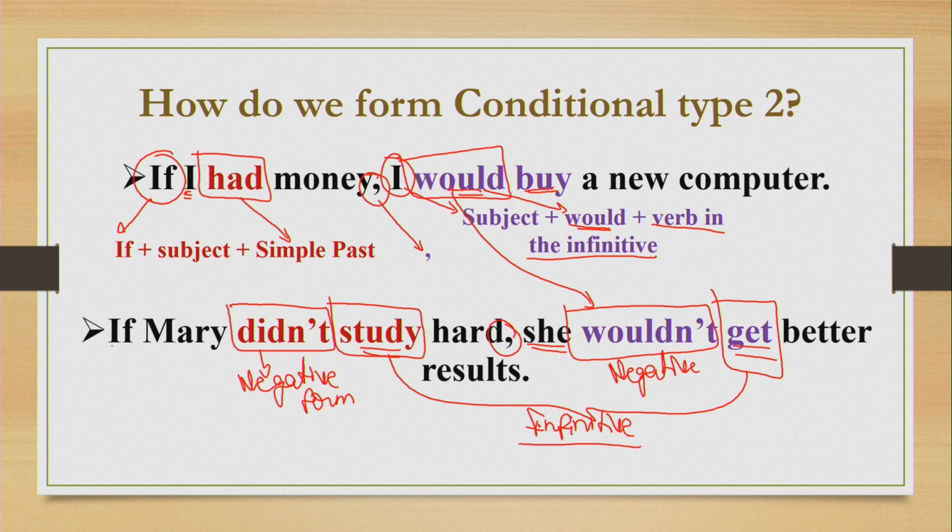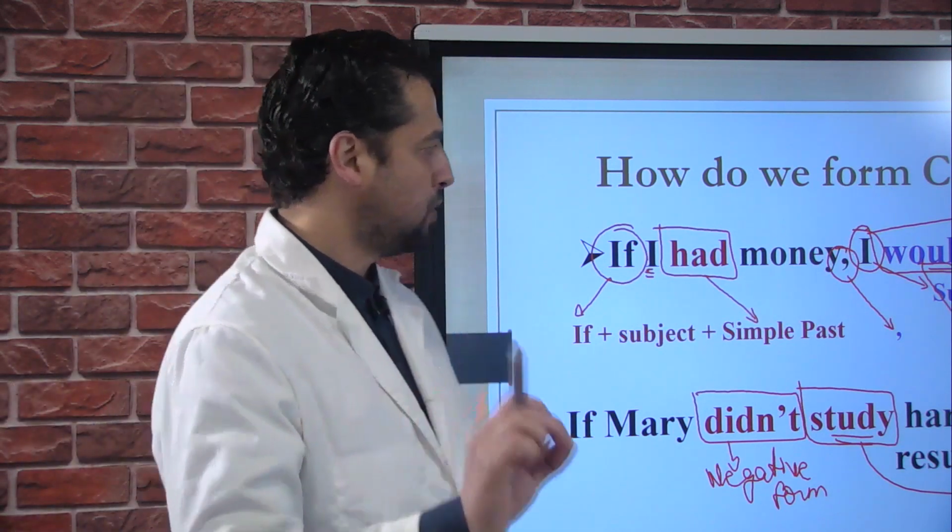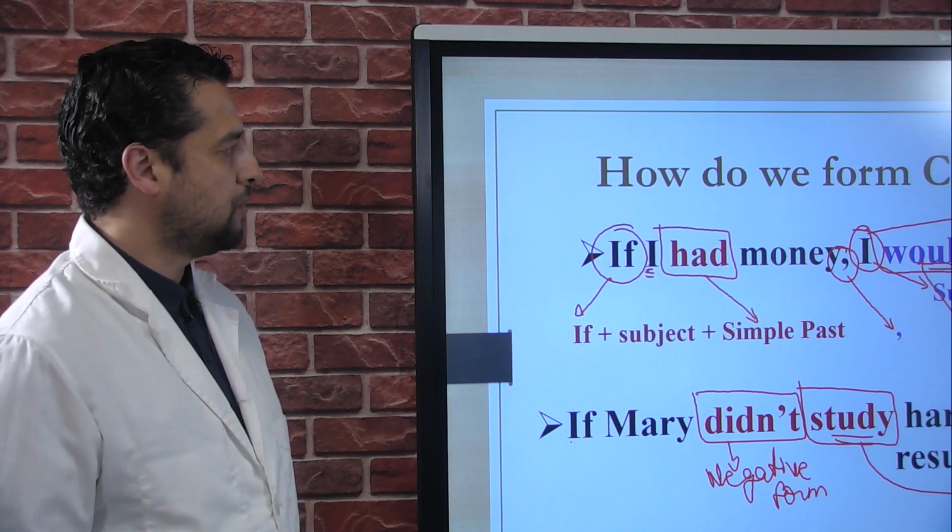Right, okay. So again, this is the rule of conditional type 2. Now we're going to move on.